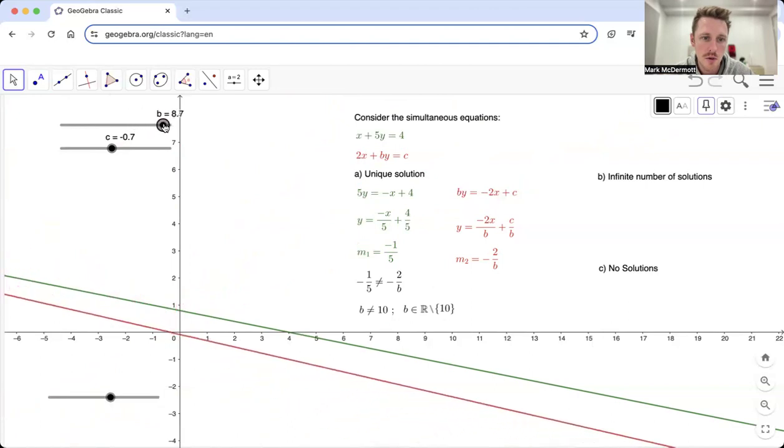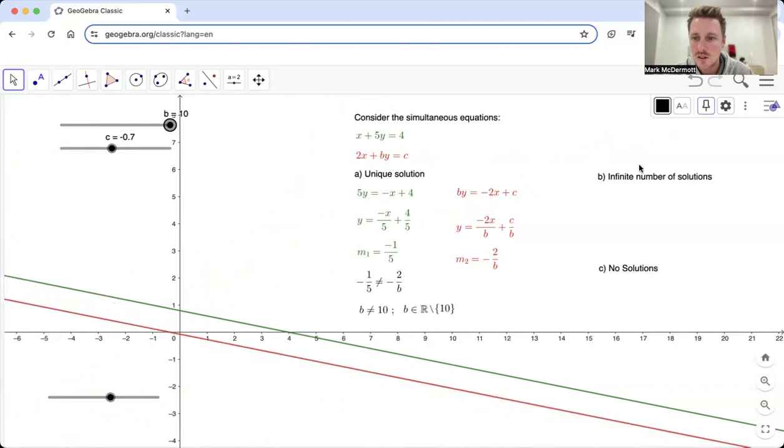Something interesting is happening when b is 10, though. And let's have a think about that. So if there's an infinite number of solutions, we know that the lines are the same line. So if they're going to be the same line, they're going to have the same gradient. And we know that if b is equal to 10, they're going to have the same gradient. Just the opposite of before: in that case, we wanted them to not have the same gradient, now we want them to have the same gradient. So b is equal to 10, and it's going to give us an infinite number of solutions.